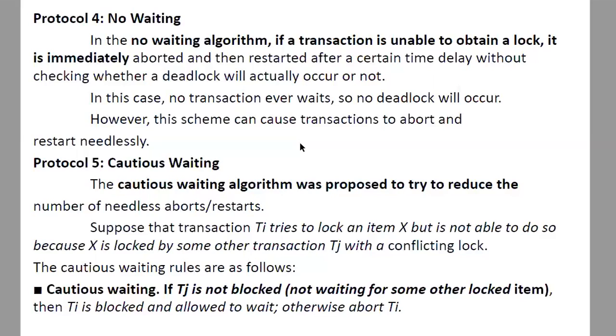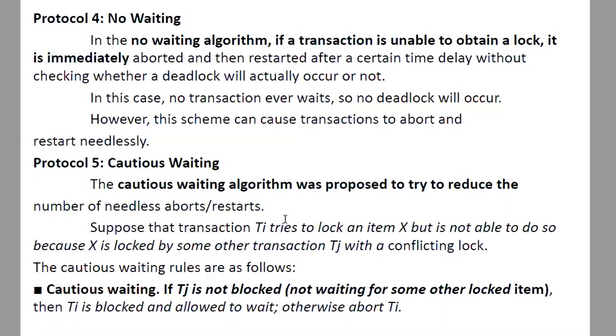So here it is a slightly modified version of the previous one, no waiting. In cautious waiting, what we are doing here is intimating the particular transaction. That is, a cautious waiting algorithm was proposed to try to reduce the number of needless aborts and restarts. In the previous one, there is no caution, it just comes and checks the particular data item randomly with some time delay. But here you are going to start the particular transaction with some caution, right?